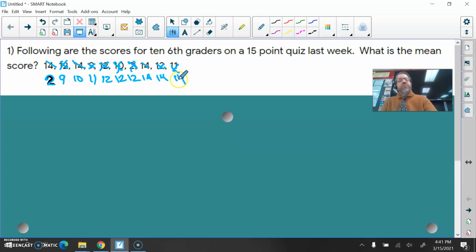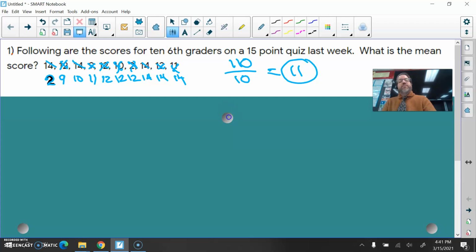So let's add them up. 14, 28, 42, 54, 66, 78, 89, 99, 108, 110. And again, you can use a calculator to add those all together. And I'll divide by 10 because I have 10 numbers here. And that equals 11. So my mean is 11. That's the answer for number 1.